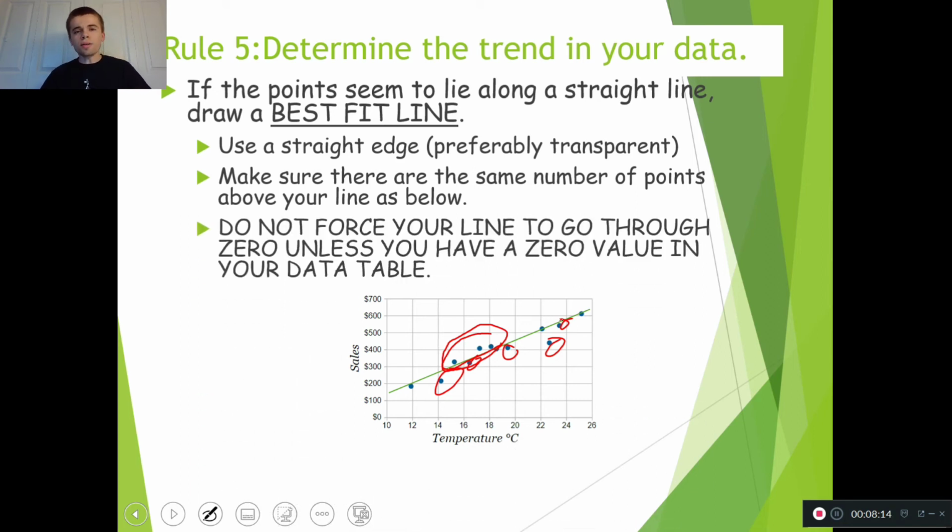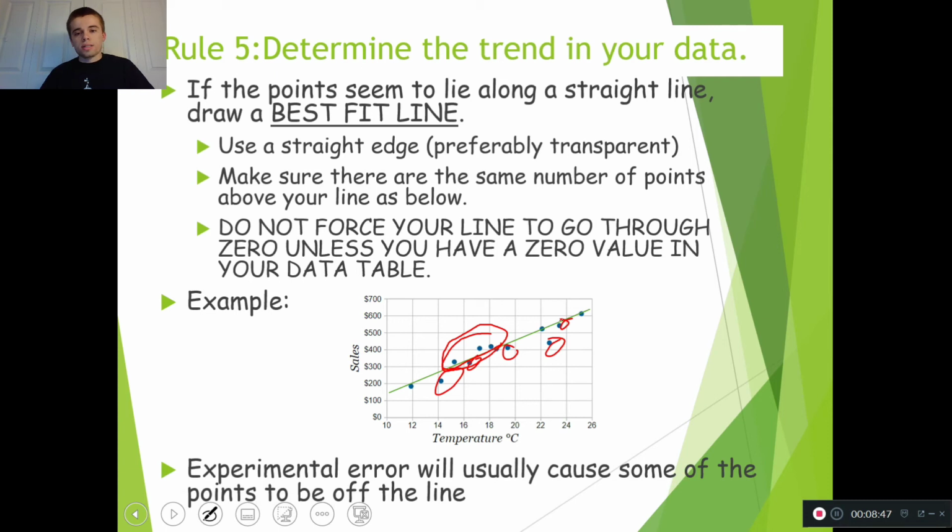Don't ever force your line to go through 0, 0 unless you actually have a 0 value in your data table. That being said, also don't force your graph to go through any data points. Sometimes you'll get lucky and your best fit line will happen to go through a data point, but more often than not, your best fit line might not go through any data points, and that's okay. As long as it looks like a reasonable line for your data set, you will be good. So don't force it to go through 0, and don't really force it to go through any points. It's okay if you don't go through any measured points. That's perfectly normal.